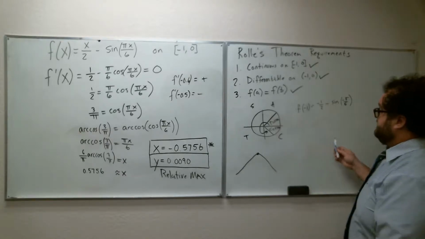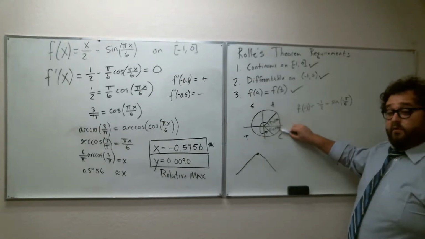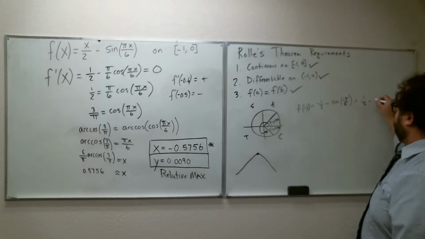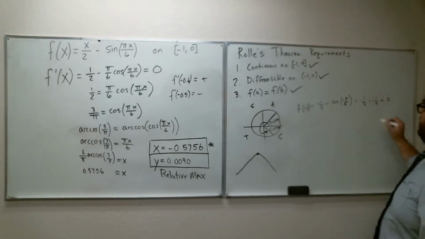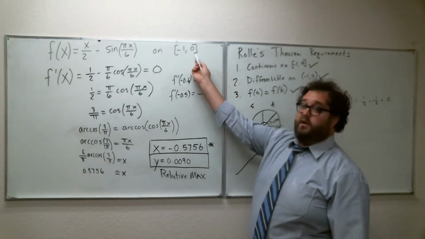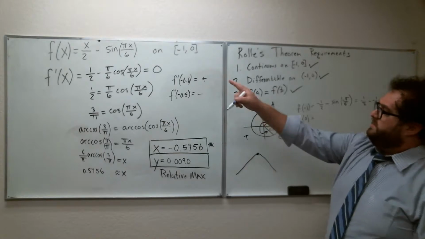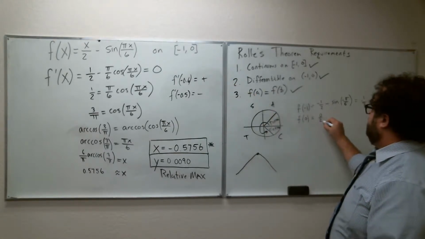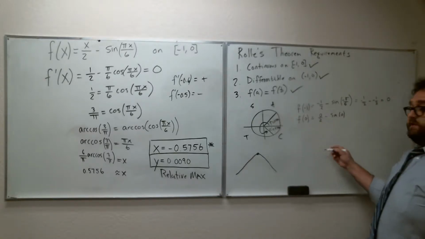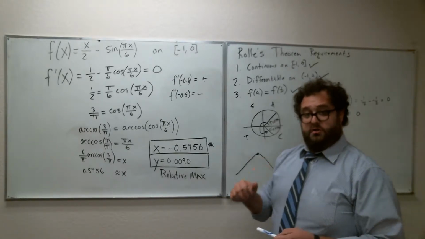Now, negative pi over 6 is an angle right over here. And what is the y value of that? It's negative 1/2. So you have negative 1/2 minus a negative 1/2, and you get 0. So f of negative 1 is 0. We need to evaluate f of b, which in this case is f of 0. Well, you have 0 over 2 minus sine of 0. 0 over 2 is simply 0, and sine of 0 is 0. So we do get f of a equals f of b, so we're good there.